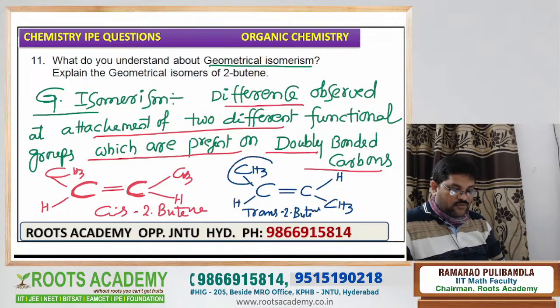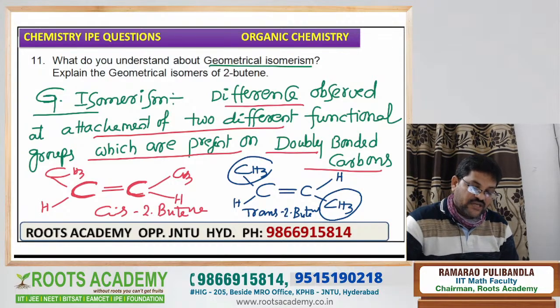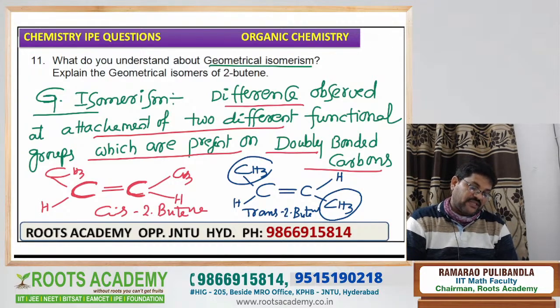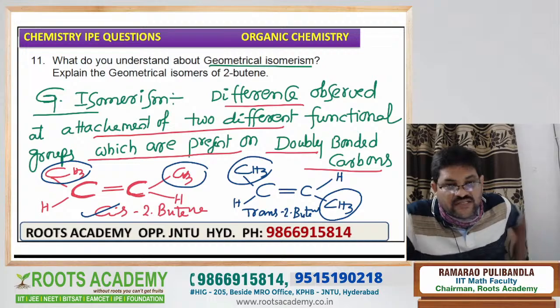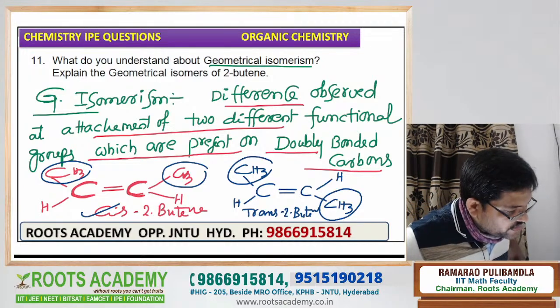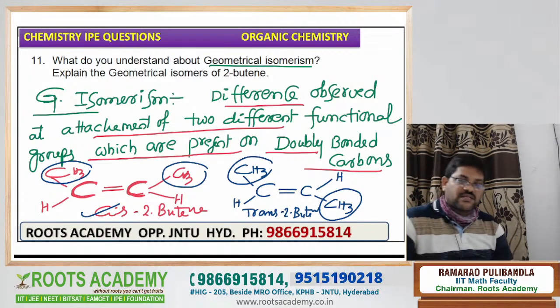Here the methyl groups are on the opposite side, so you get trans-2-butene. Where the methyl groups are on the same side, that is called cis form. Methyl groups on the opposite side, that is called trans form. Simple logic, no confusion in the logic. Clear what I am saying?